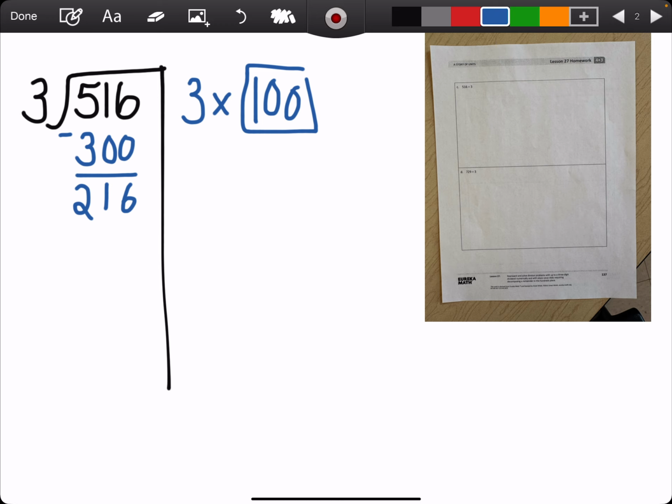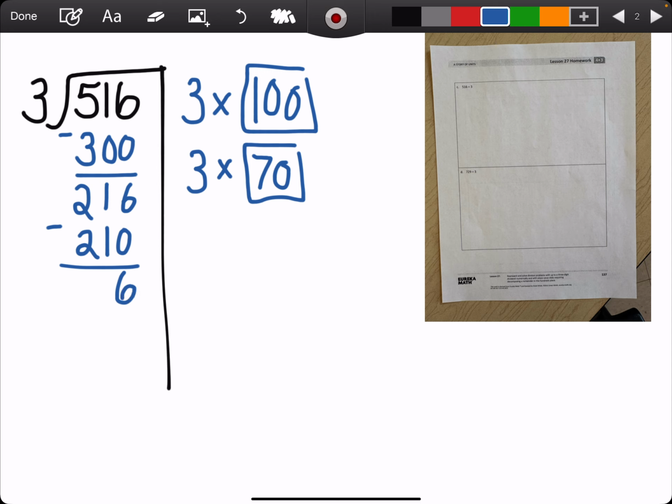3 times what? Well, 3 times 10 is 30. That's pretty far away. 3 times 50? I know that's 150. 3 times 60 is 180. But wait, 3 times 70. I just kept on trying my basic facts. I know that 3 times 7 is 21. Add the 0. And all I have left is 6. 3 times what gives me 6? 3 times 2 is 6. And there you go.